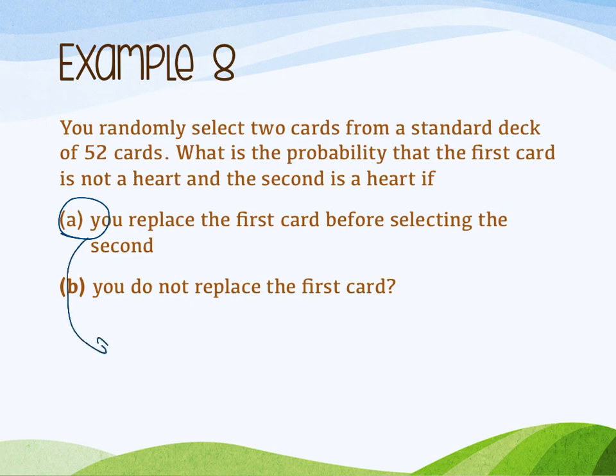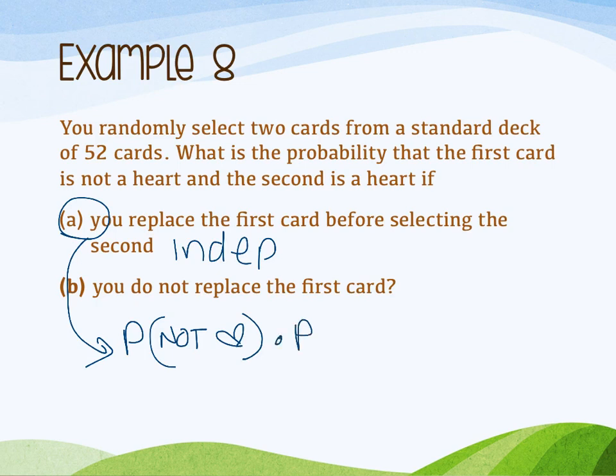So let's go with A first. If you replace it, then it's what? Independent. So I'm going to do the probability that it's not a heart times the probability that it is a heart. So probably easier to use the complement here, right? What's an easier one to find? The number of hearts or the number of not hearts? The number of hearts, right? We know the number of hearts is how many? 13 of the 52, or 1/4 of your deck. Yes? So how many are not hearts? 3/4.